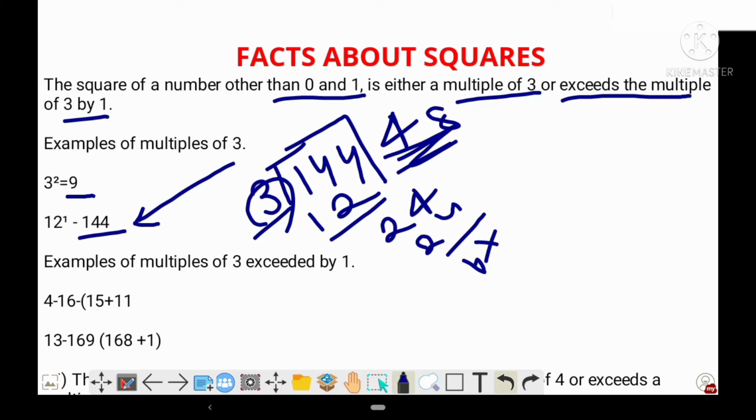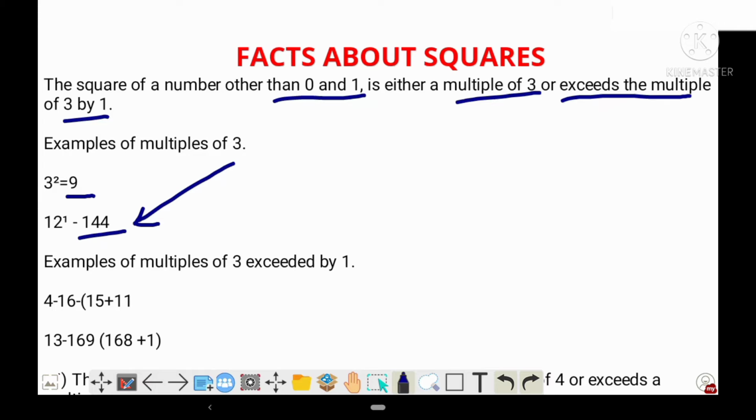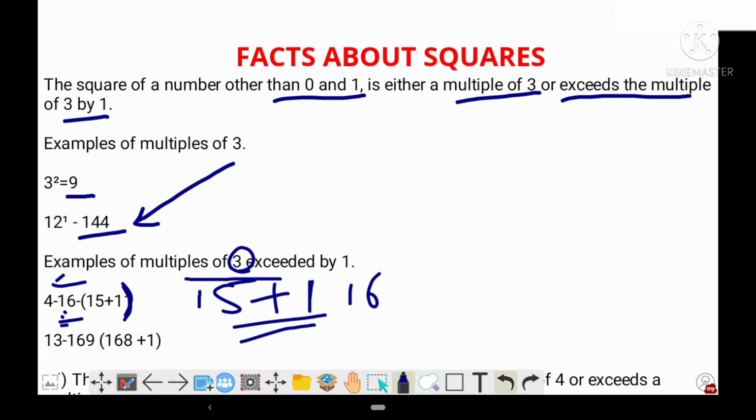Now we need to concentrate on the squares and their patterns, right? Now we have to see the examples which exceed a multiple of 3 by 1. So here you see, it is written 4 square and 13 square. 4 square is 16, right? And you see 15 is a multiple of 3 and it is exceeded by 1, as 15 plus 1 is 16. So is the second part of this fact clear to everyone?